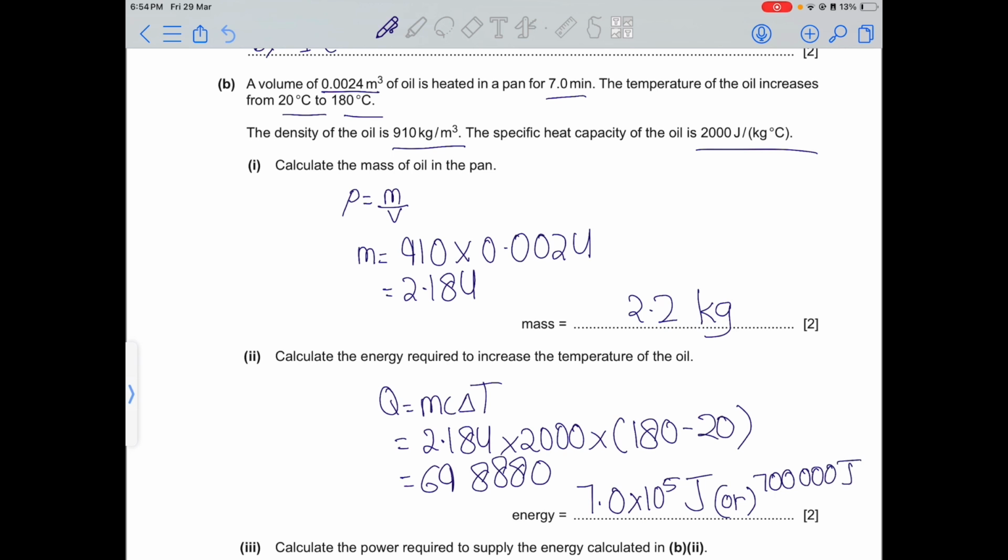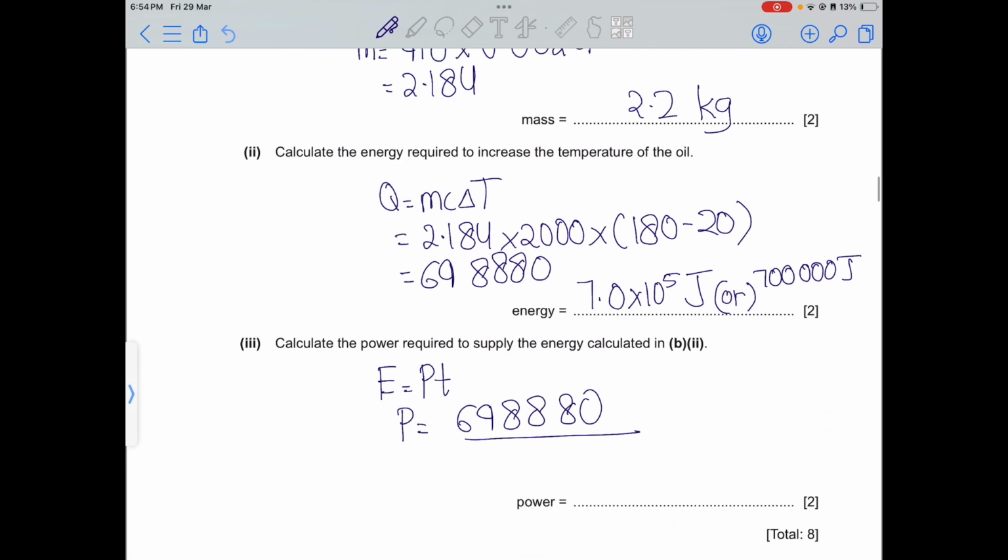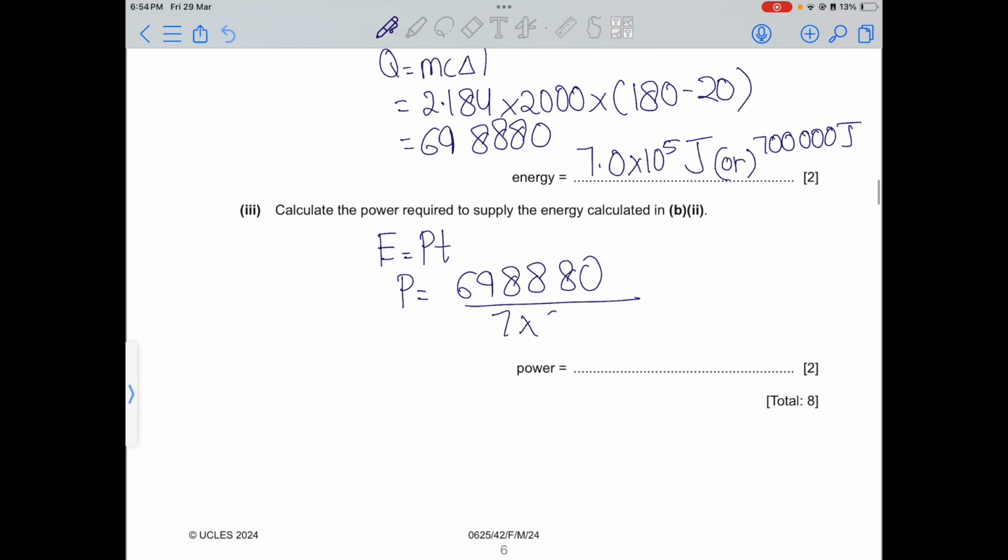It says calculate the power required to increase the energy supply. Now, since energy equals power into time, and time is given, power would be the energy, which is 698,880, divided by the time. The time is 7 minutes. Always remember the time has to be taken in seconds. So 7 minutes into 60 gives you the seconds value. Divided by 7 into 60, which is 1664, which is, let's say, 1700 watts. Two significant figures.